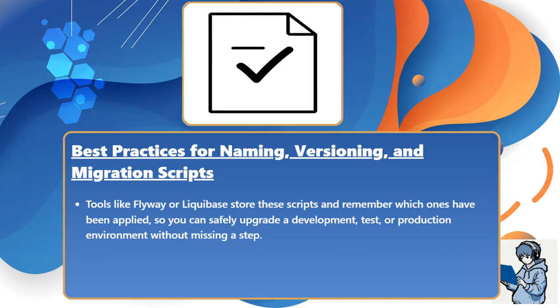Tools like Flyway or Liquibase store these scripts and remember which ones have been applied, so you can safely upgrade a development, test, or production environment without missing a step.